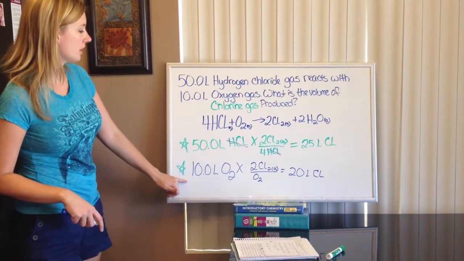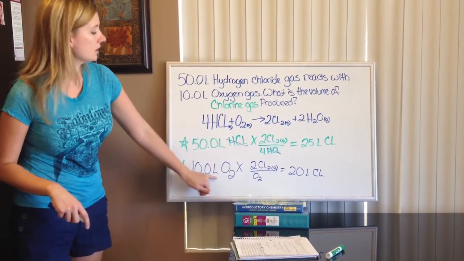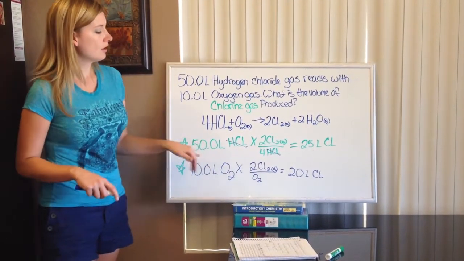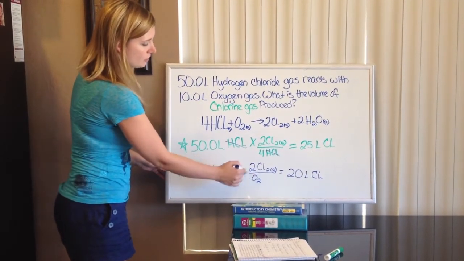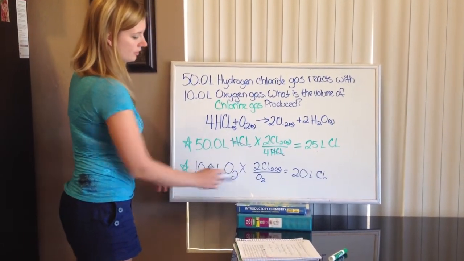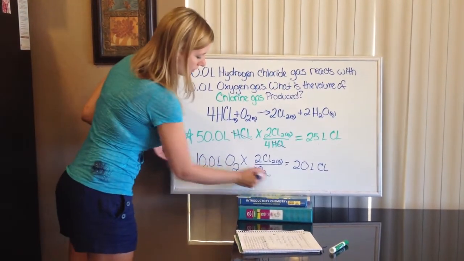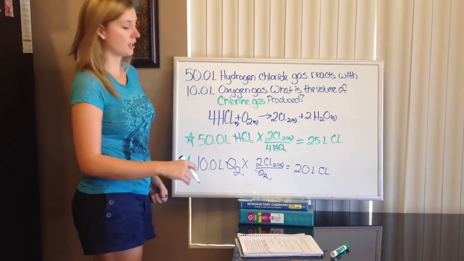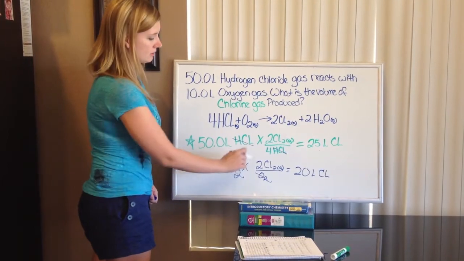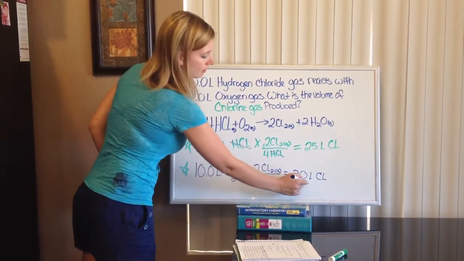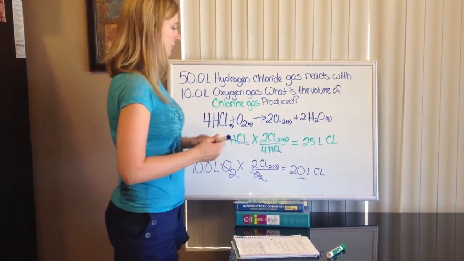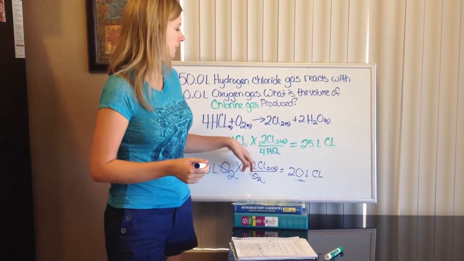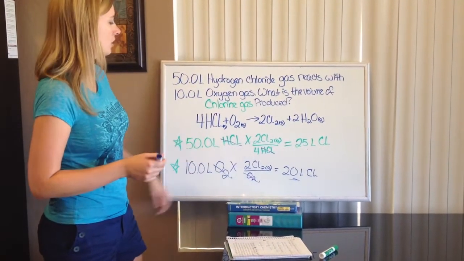So now you're down here. You've had to write out 10 liters of O2, so you've plugged that in, and then you just do your basic math. You're timesing that by your 2 Cl2s over your O2. So you're going to cross out your O2s, so now you're left in chlorine. So you have 10 liters times 2 equals 20. So you now have 20 liters of chlorine gas and 25 liters of chlorine gas because of the hydrogen.